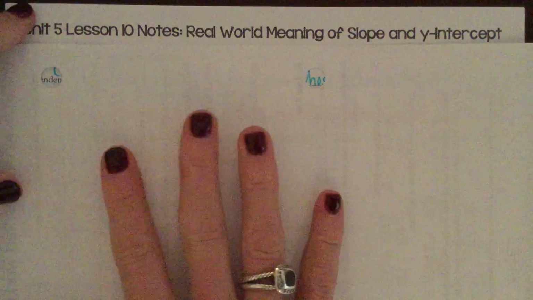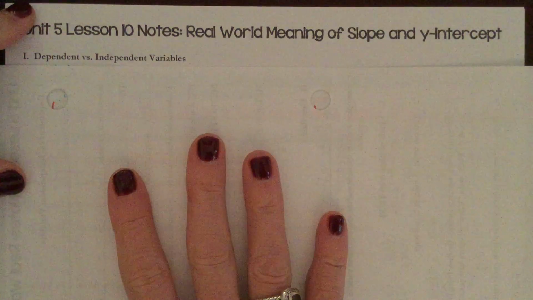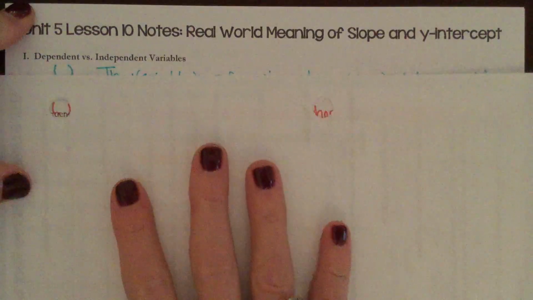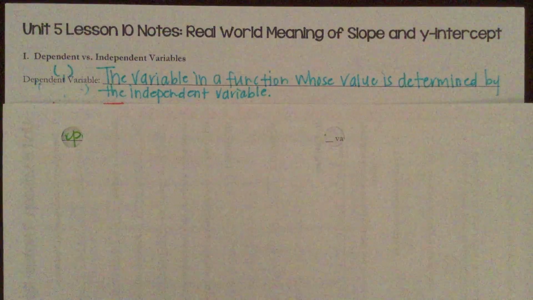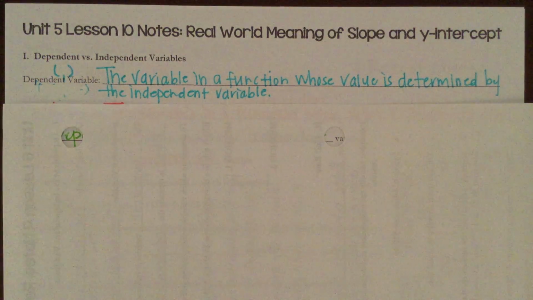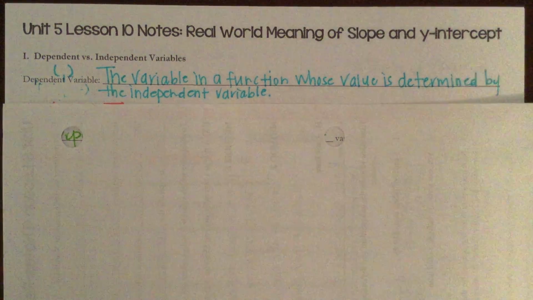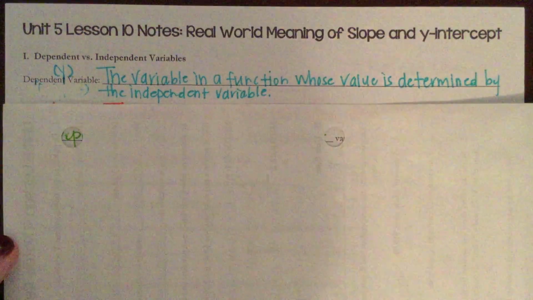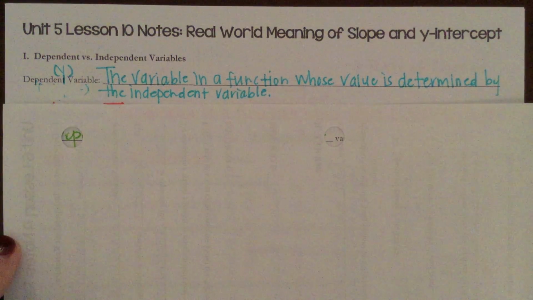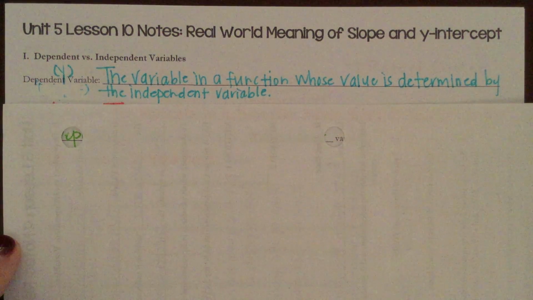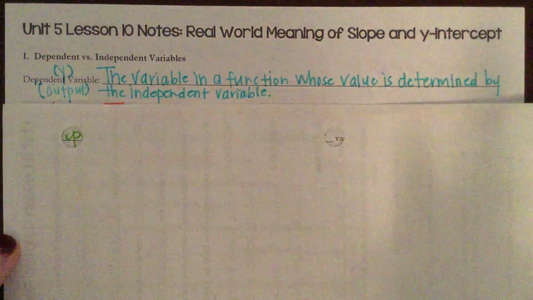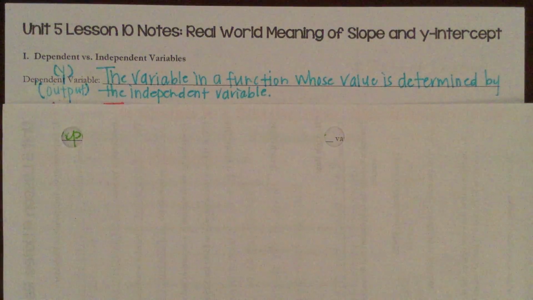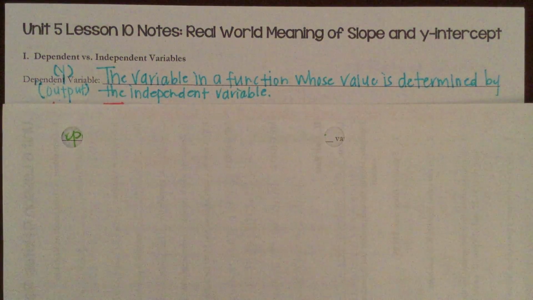In order to have that conversation, we first need to talk about dependent and independent variables. The dependent variable is the variable in a function whose value is determined by the independent variable. All right? In that case, our y is going to be the dependent variable because y is influenced or determined by the value that we plug in for x. If you'll recall, y is our output. And so the output is going to be determined by whatever we put in as the input.